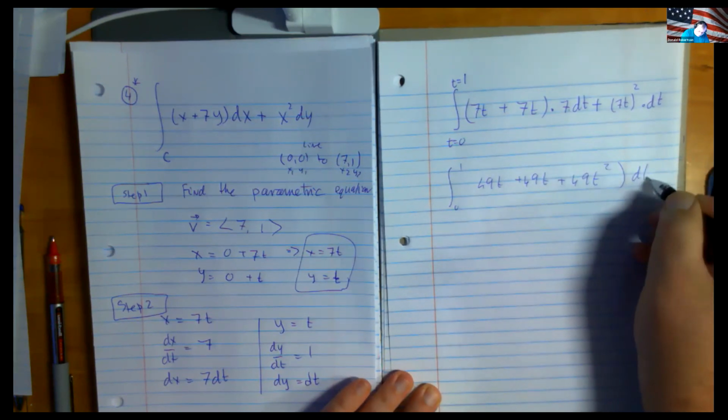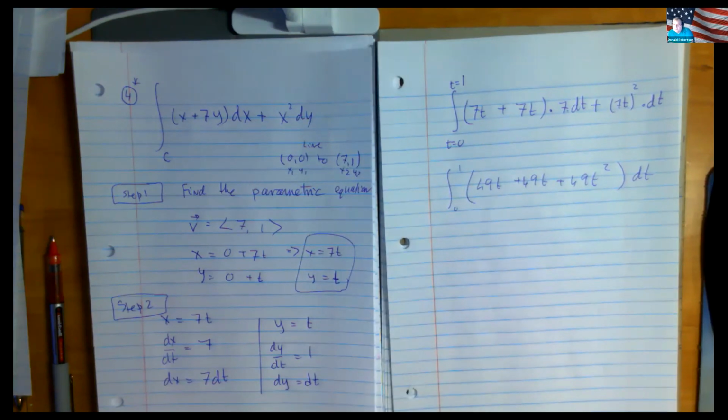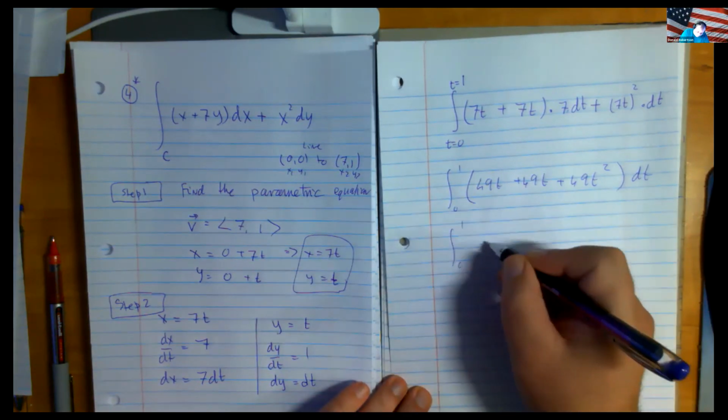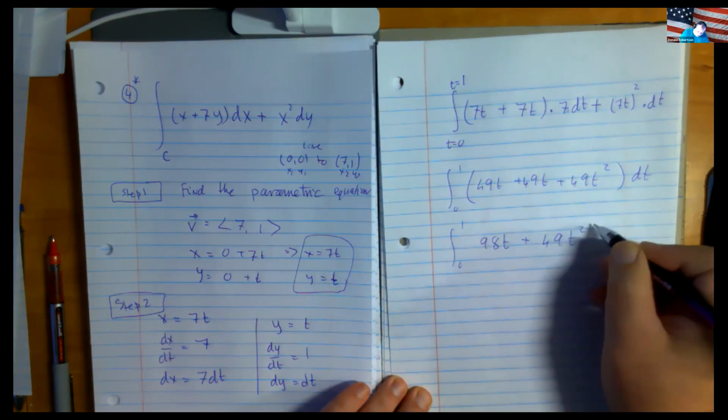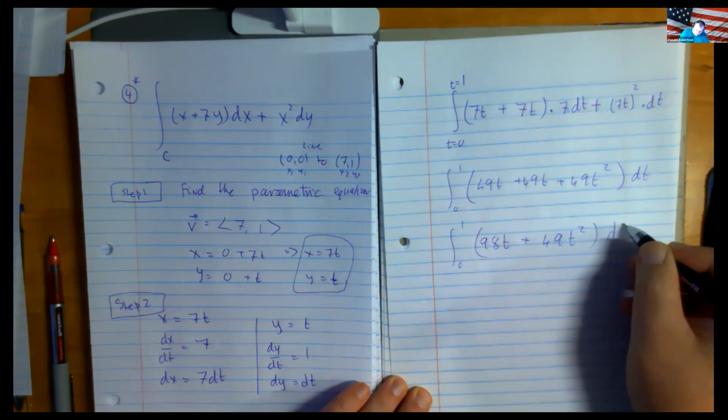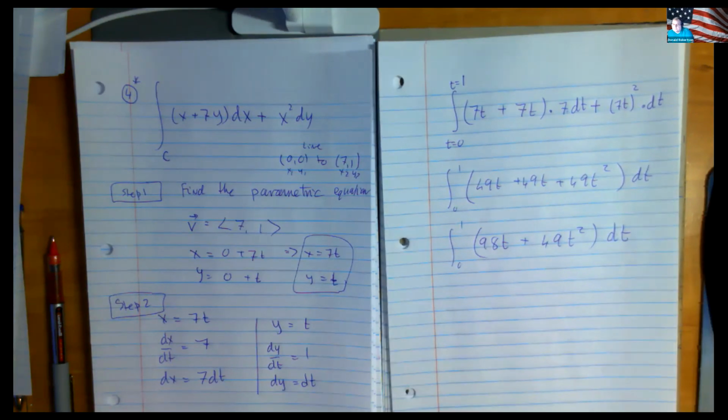and have them over 1 dt. Does that make sense? You could just combine them into a single dt. And so it's going to be the integral from 0 to 1 of 98t plus 49t squared dt. Is that good?